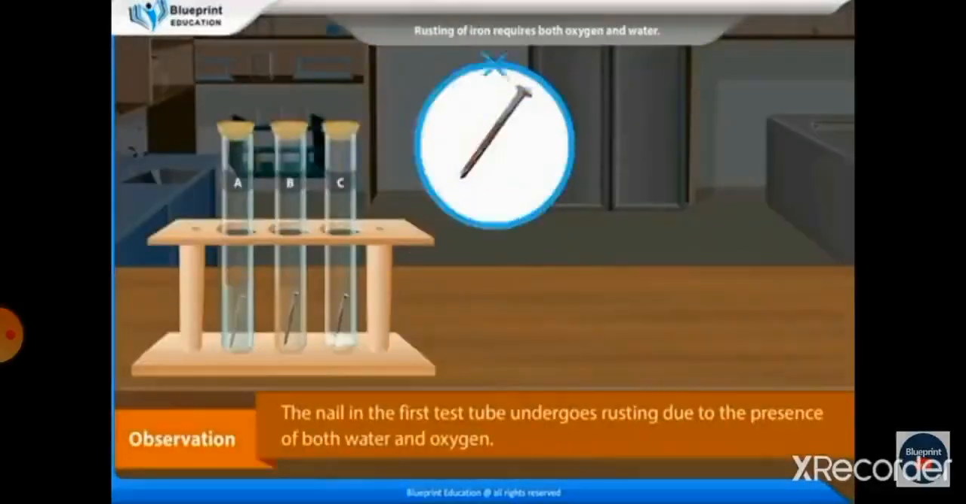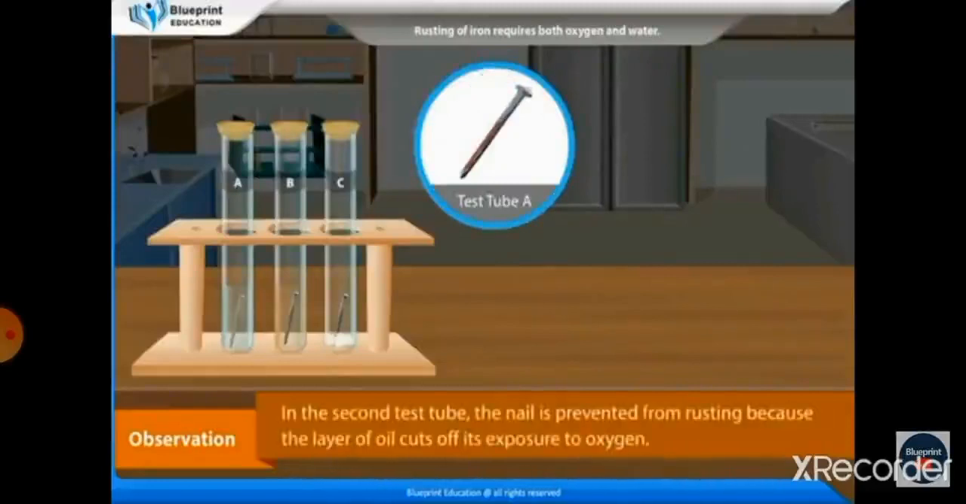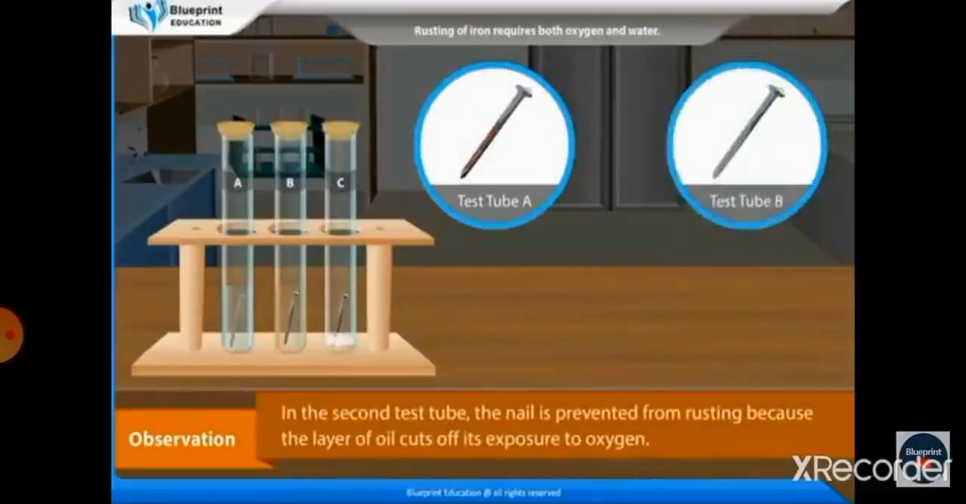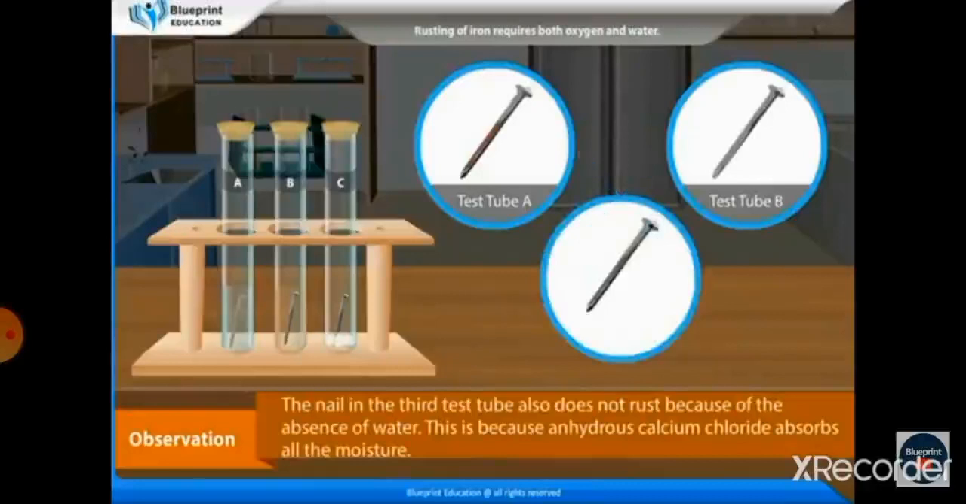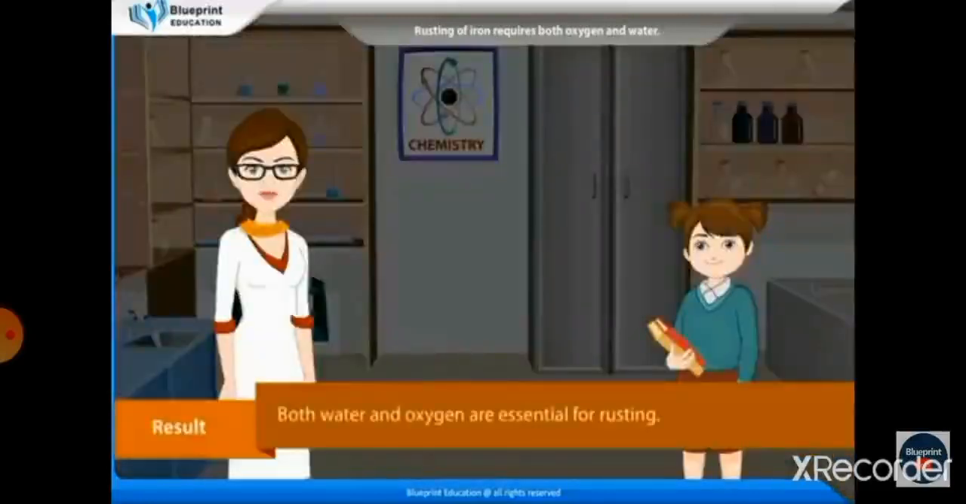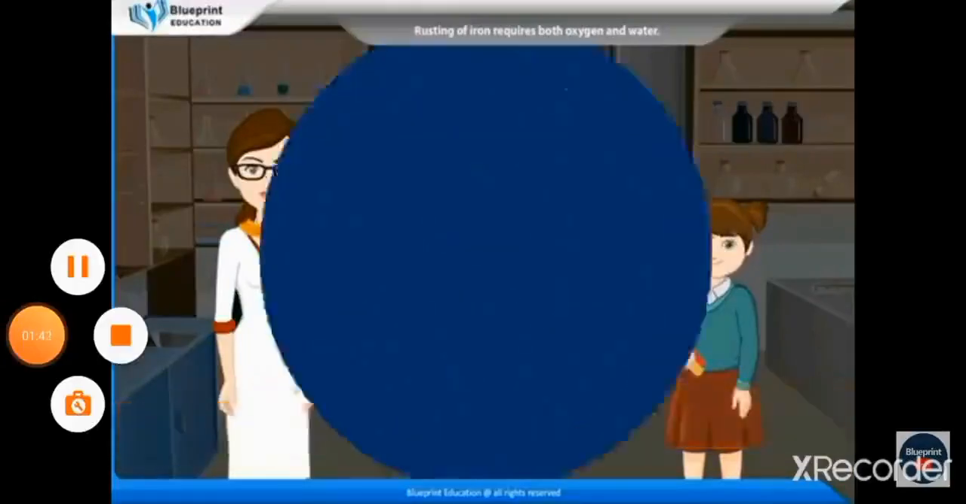Observations: the nail in the first test tube undergoes rusting due to the presence of both water and oxygen. In the second test tube, the nail is prevented from rusting because the layer of oil cuts off its exposure to oxygen. The nail in the third test tube also does not rust because of the absence of water. This is because anhydrous calcium chloride absorbs all the moisture. Result: both water and oxygen are essential for rusting.